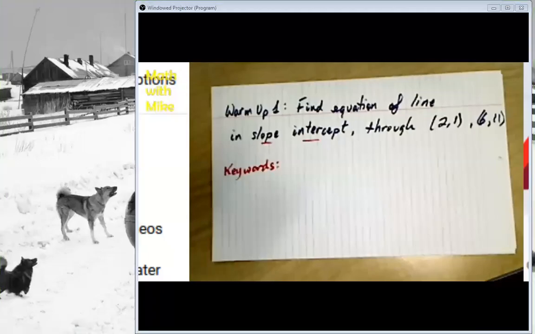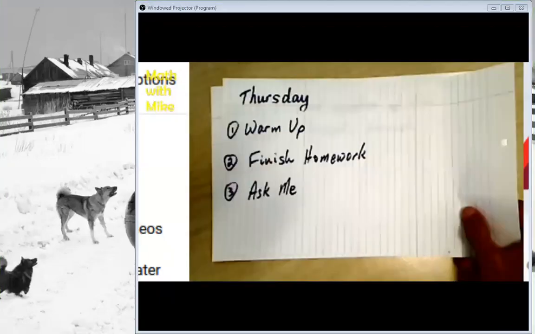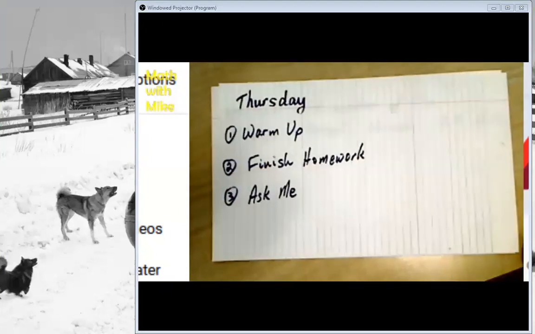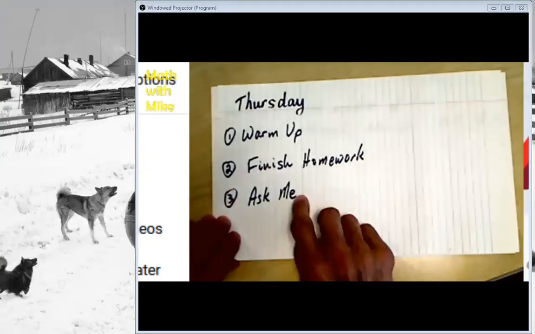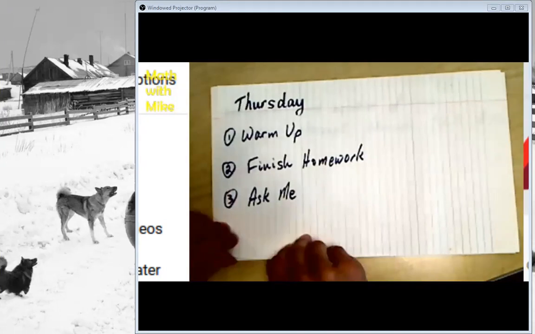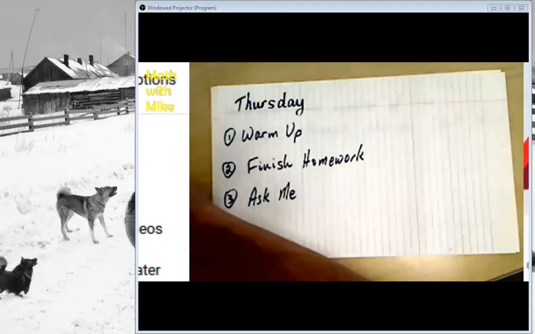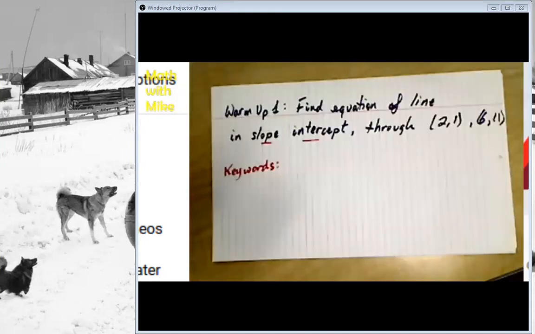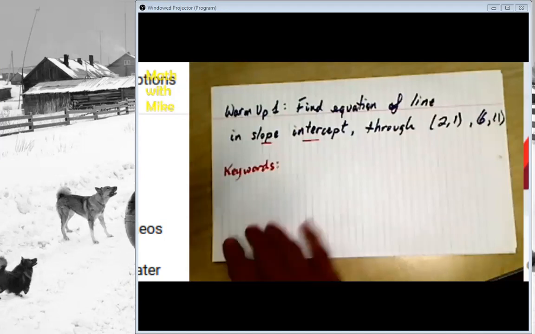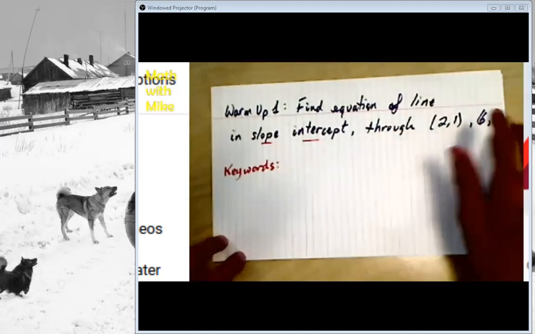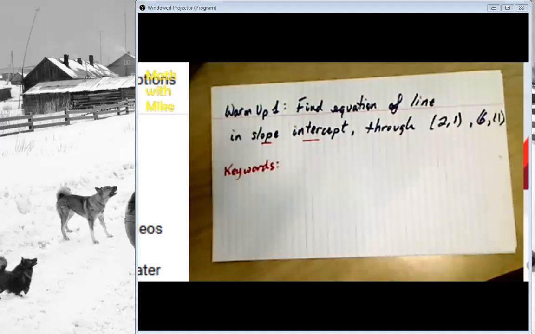Okay, so this is what we're doing today. It's to warm up one of them. You finish the homework, and then I can be available for any questions that you have. This was the warm up here: just finding an equation for the line going through those 2 points.